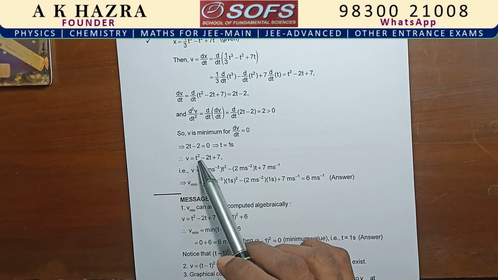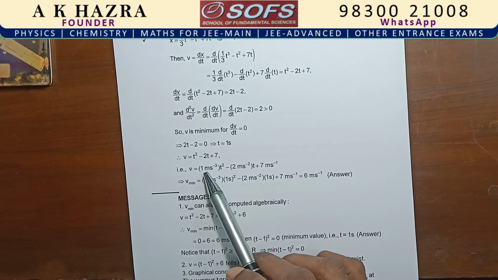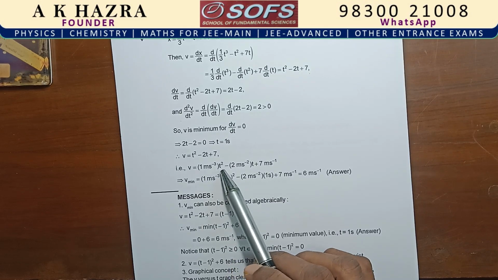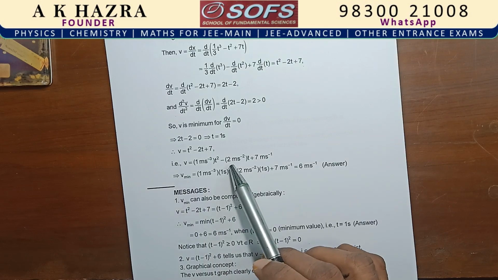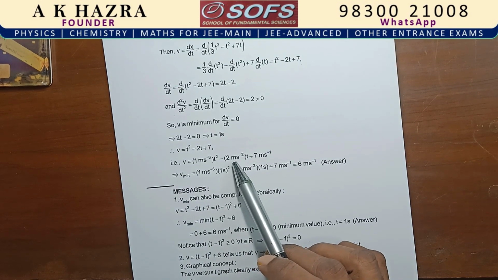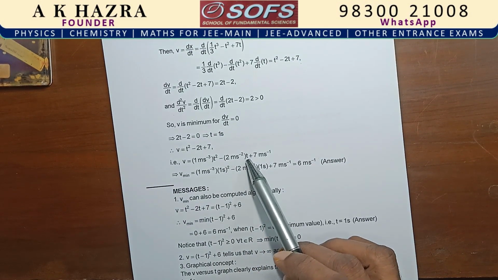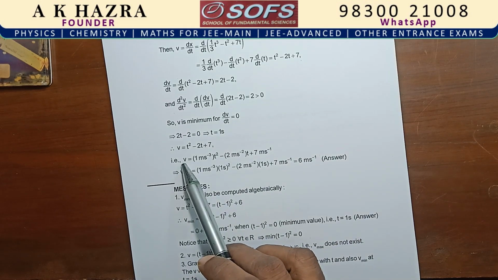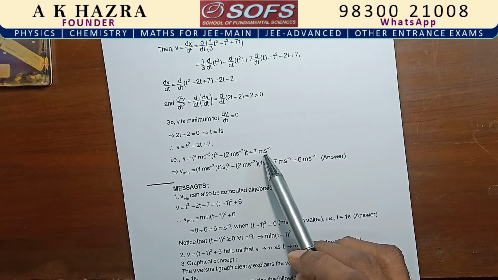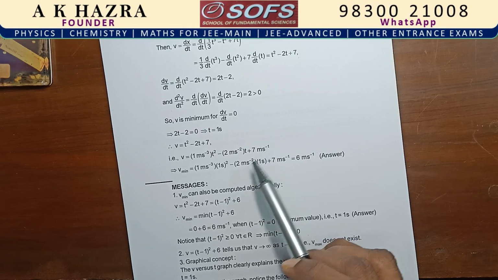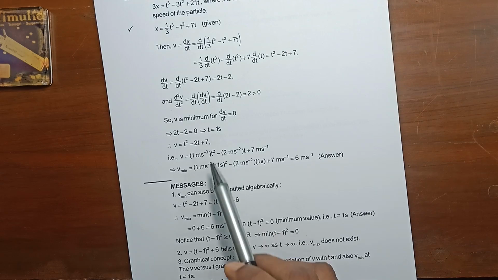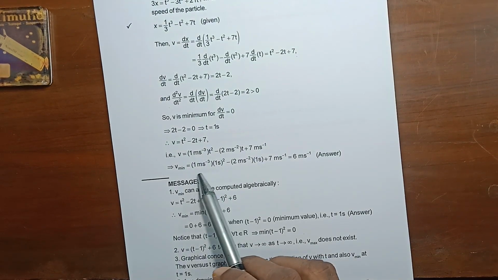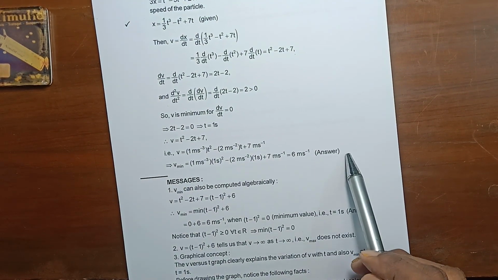For t square, the 1 must have dimension meter per second cube, because if you put t in second, you see it will be meter per second. Verify. Similarly here 2 must have dimension 2 meter per second square, because if you put t in second, it will be meter per second, the dimension of v. 7 also has dimension 7 meter per second. So what is the minimum value? v will be minimum, already established, when t is equal to 1 second. So put t is equal to 1 second and calculate, it will be 6 meter per second.